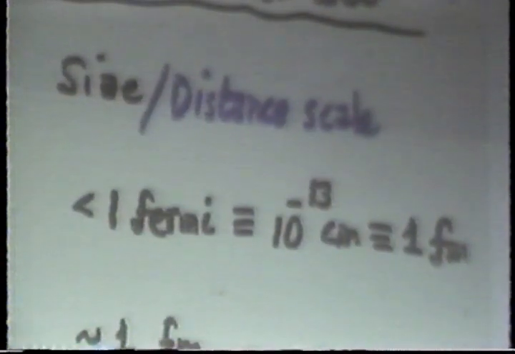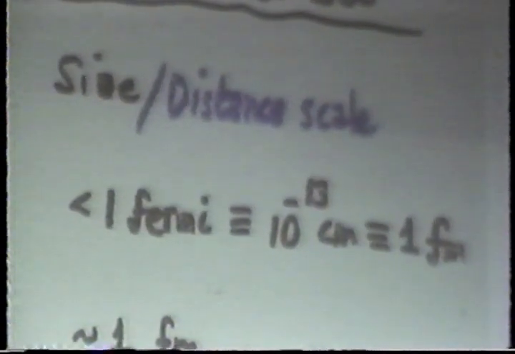Good. What about the size? The size of an electron is quite small. It's measured in units of 10 to the minus 13 centimeters, and that was named Fermi in honor of Enrico Fermi, the great experimental and theoretical physicist who devoted his life to understanding nuclear physics, particularly, and the natural unit for nuclear physics is the Fermi.